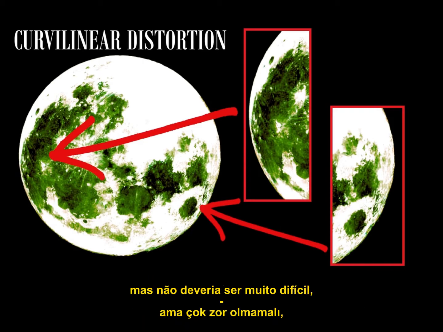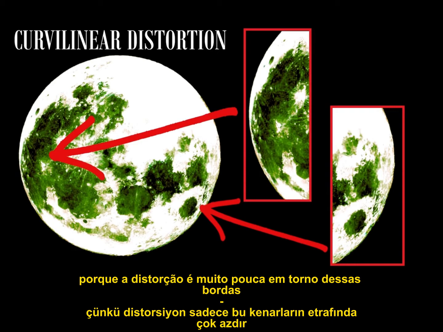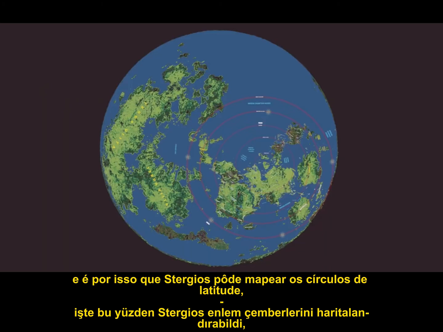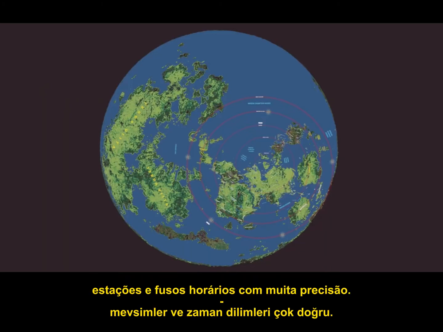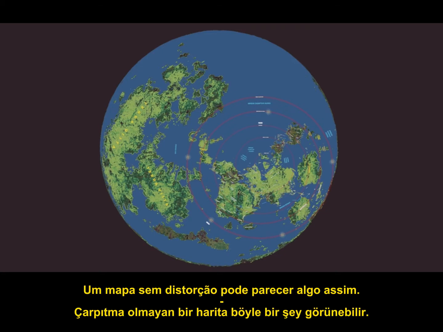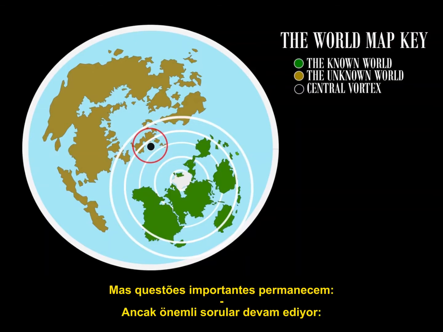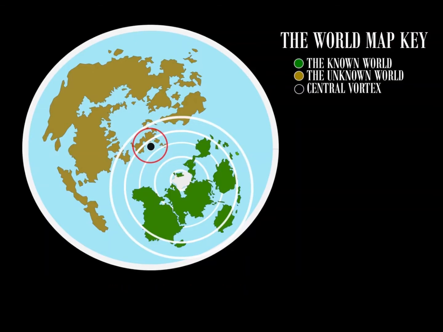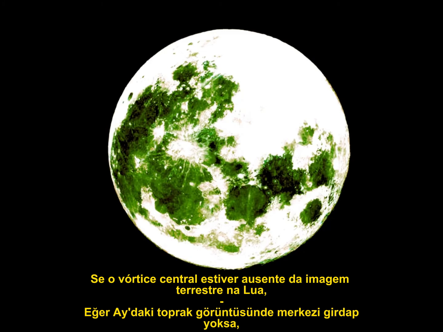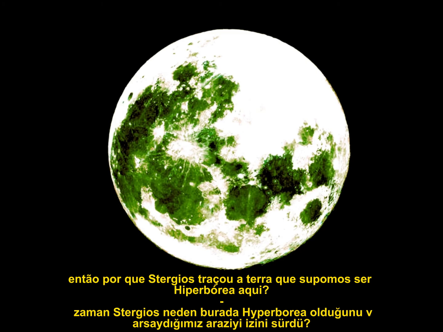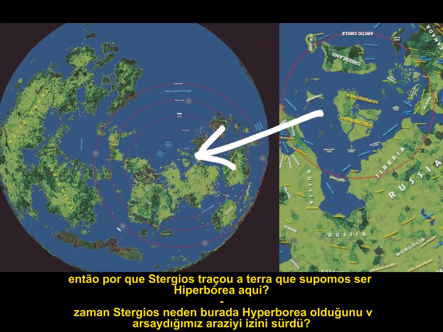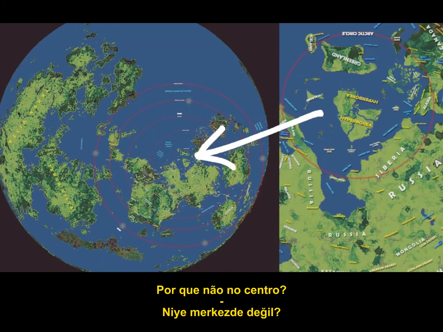But it shouldn't be too difficult, because the distortion is only slight around these edges, and that's why Sturgios can map the circles of latitude, seasons, and time zones very accurately. A map without the distortion may look something like this. But important questions remain. If the central vortex is absent from the land image on the moon, then why has Sturgios plotted the land we assume is Hyperborea over here, which is not in the center?